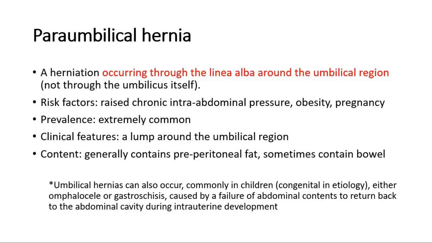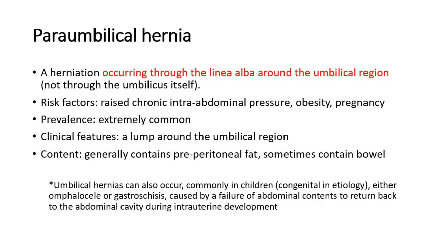The risk factors are raised chronic intra-abdominal pressure, obesity, and pregnancy. They present as a lump around the umbilical region. Generally, they contain preperitoneal fat, although they can occasionally contain bowel. Umbilical hernias can also occur, commonly in children, either omphalocele or gastroschisis, caused by a failure of abdominal contents to return back to the abdominal cavity during intrauterine development.